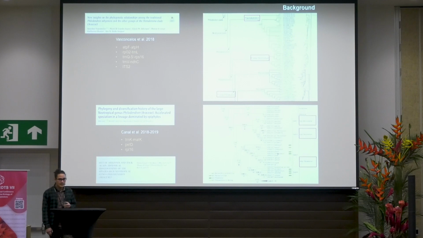Regarding the background in the genus Philodendron, there are two recently published papers about the relationship between the three subgenera and the species in the subgenus Philodendron, by Vasconcelos et al. in 2018, and a few months later by Canal et al. in the same year. But most of the species that they included are from South American distribution, and only a few species from Central America.